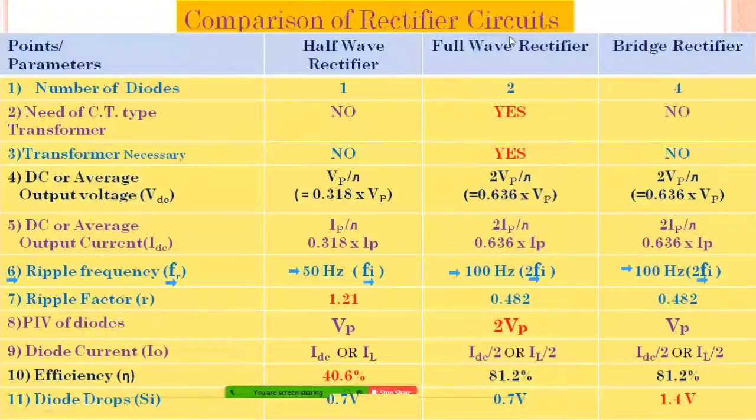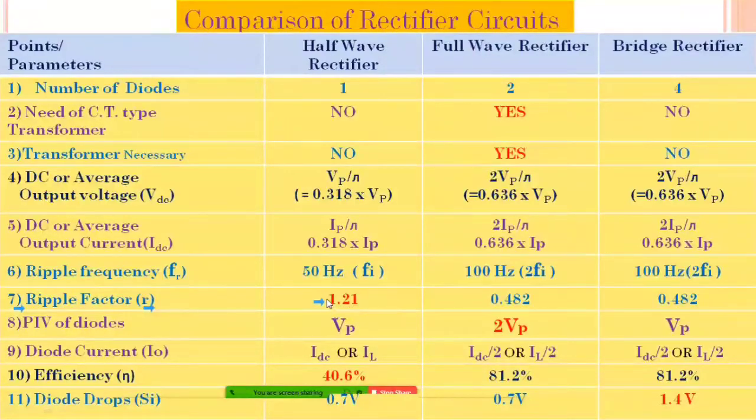Then come to the next one, the ripple factor. The notation is small r. It represents the purity of the rectified DC output. Ideally, it should be 0. In practice, it should be less than 1. But it is found that for half wave, it is more than 1, 1.21. That means in the half wave rectifier, the output possesses more variation than the constant DC output voltage. Therefore, it is impure. Purity is very, very poor.